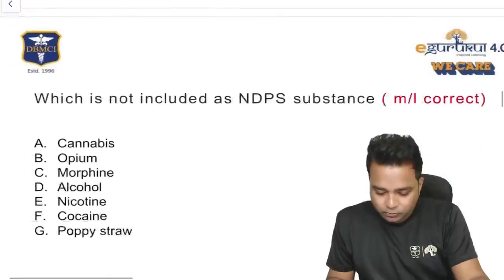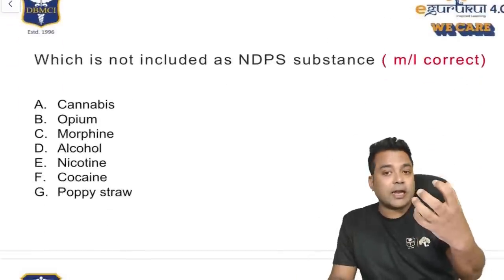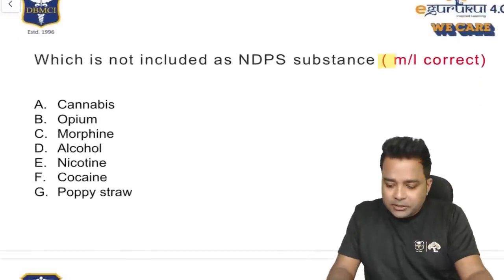Let's move ahead. Which is not included in NDPS substance? Multiple options can be correct.